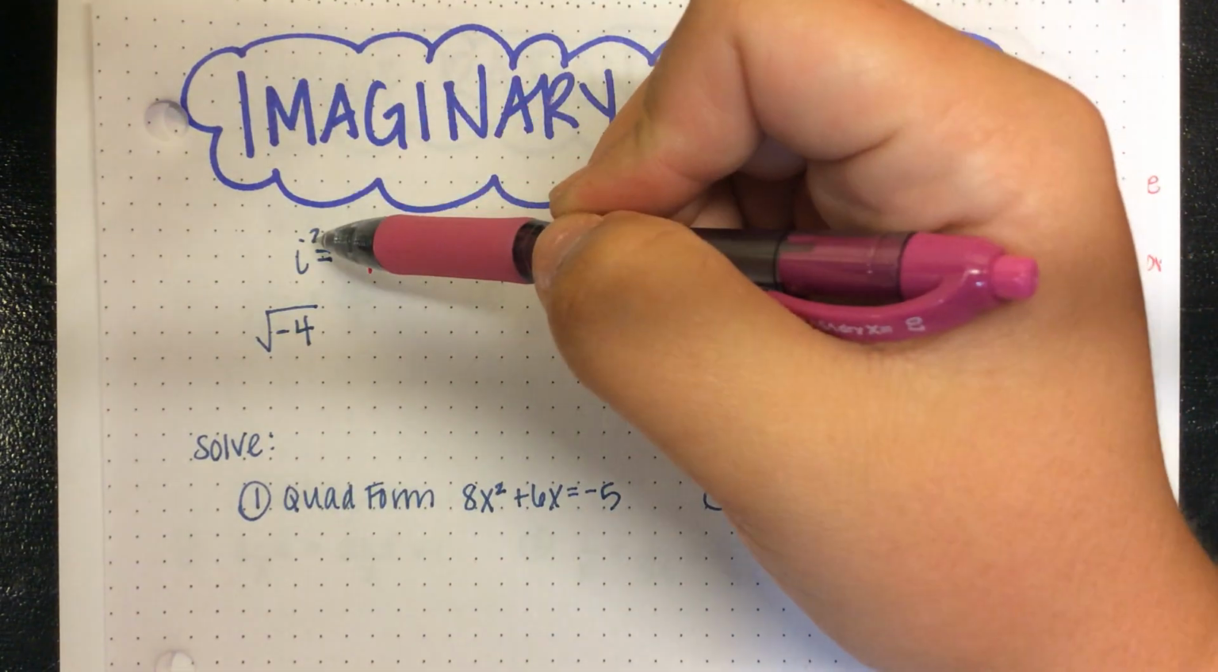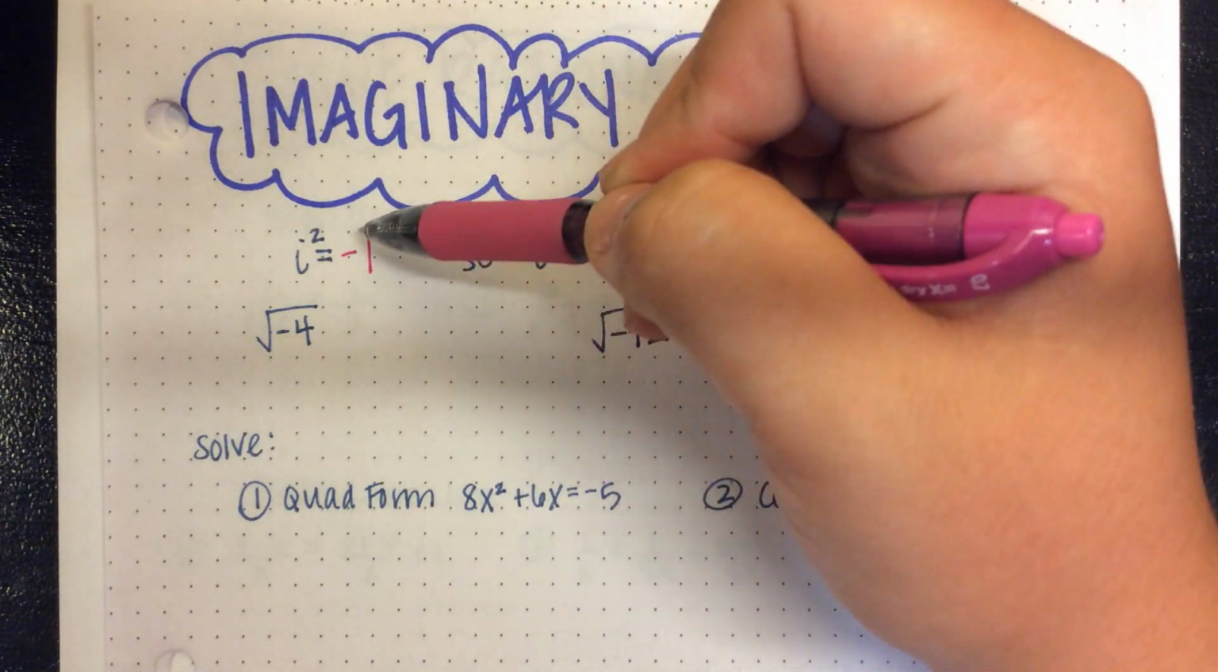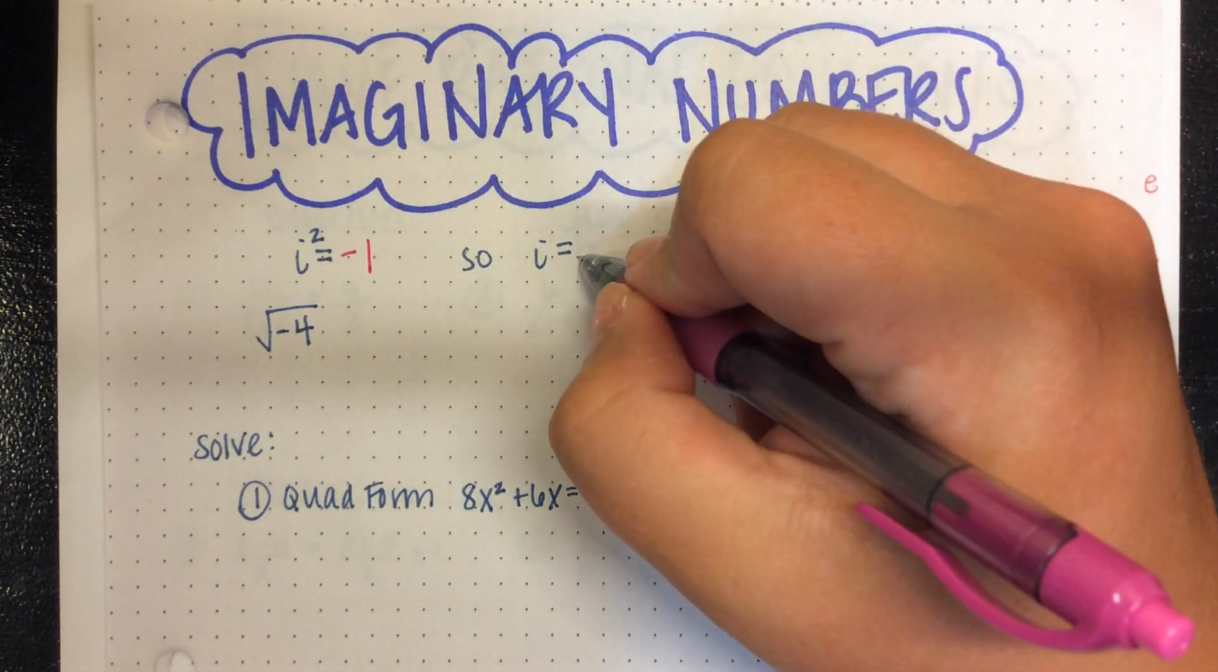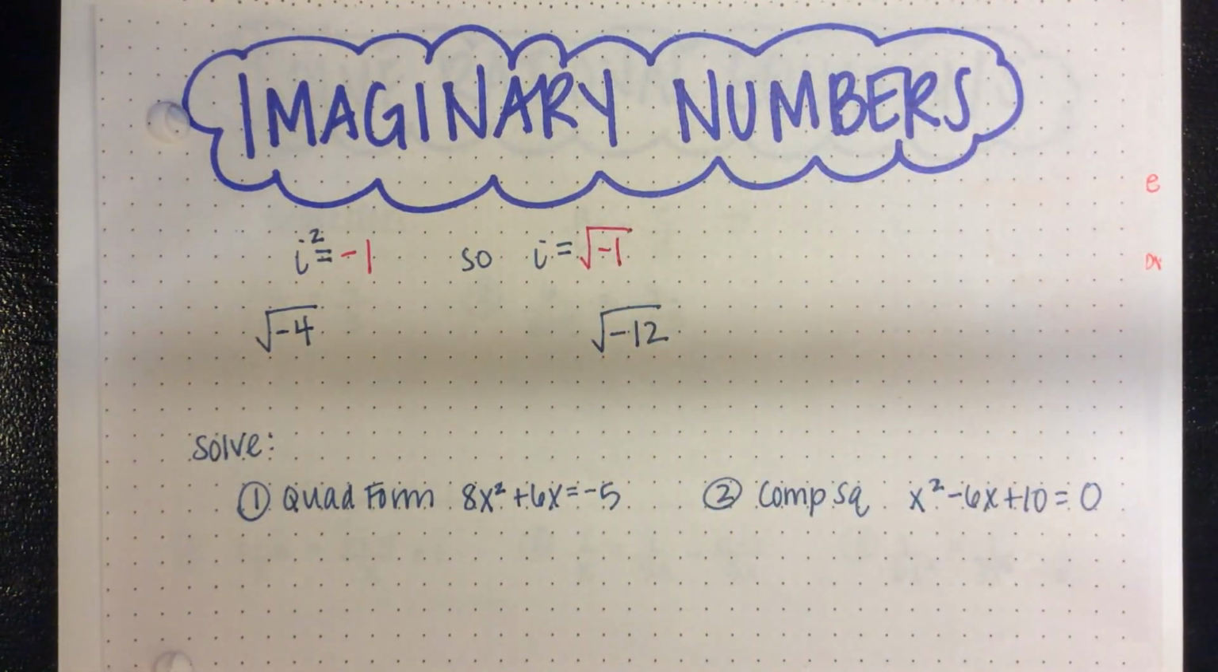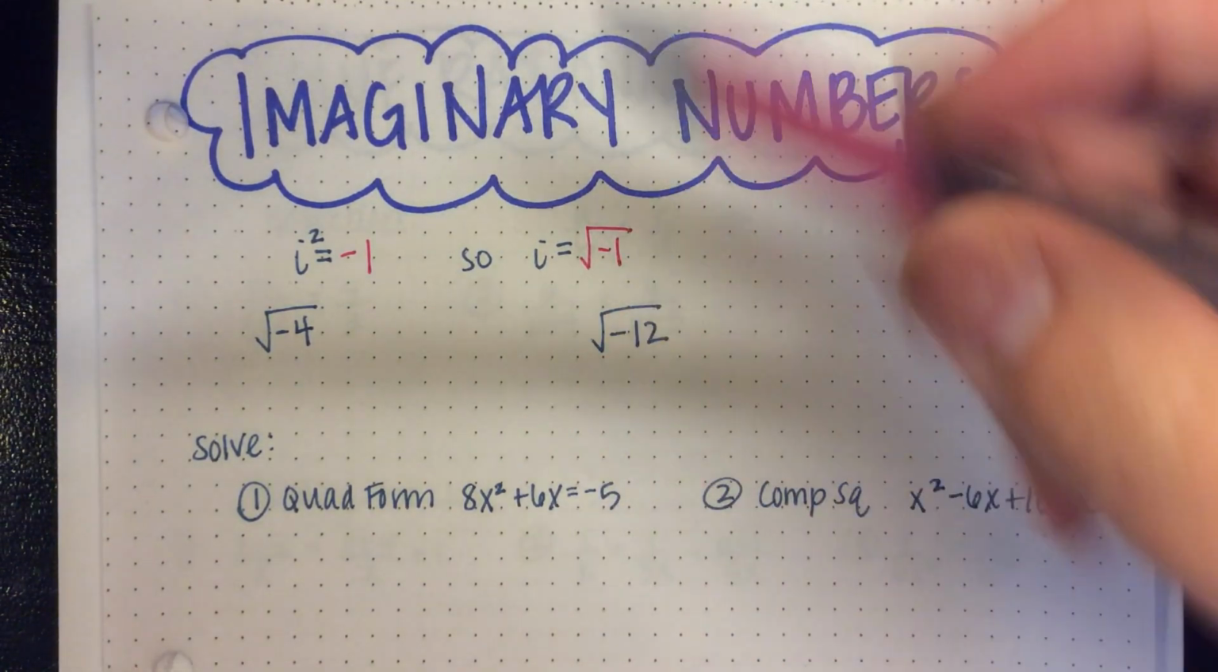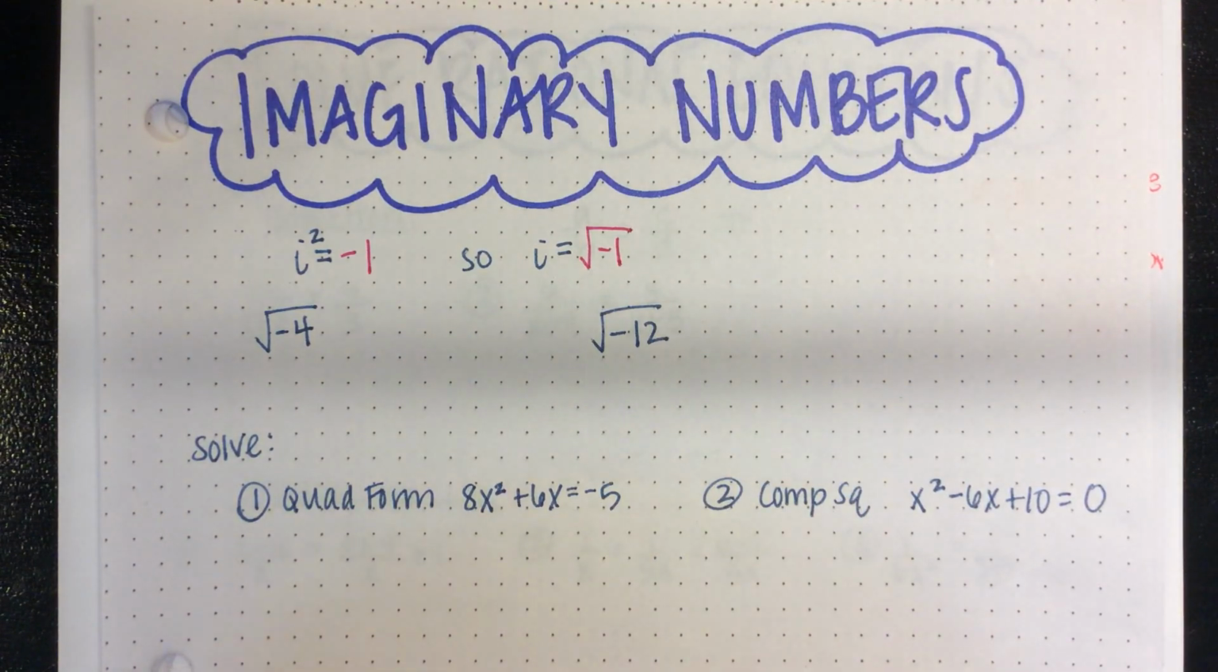So then if I want to get i by itself, I can square root, and that means that i equals the square root of -1. So now, anytime you have a negative under a radical, normally we would say no solution because you can't have a negative, because nothing squared gives you a negative number. But that's where our imaginary numbers come in.